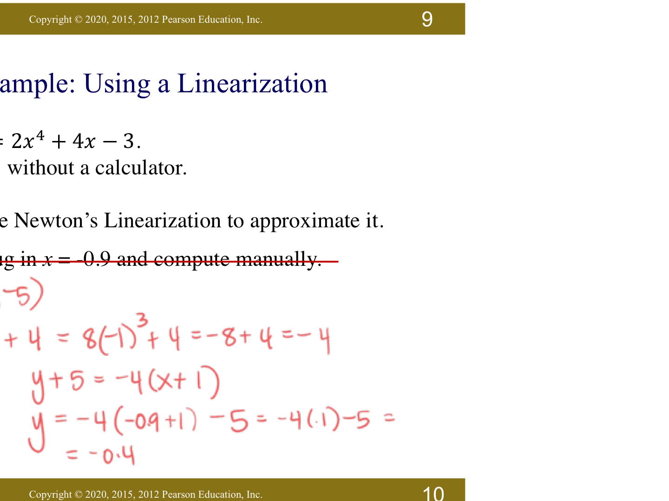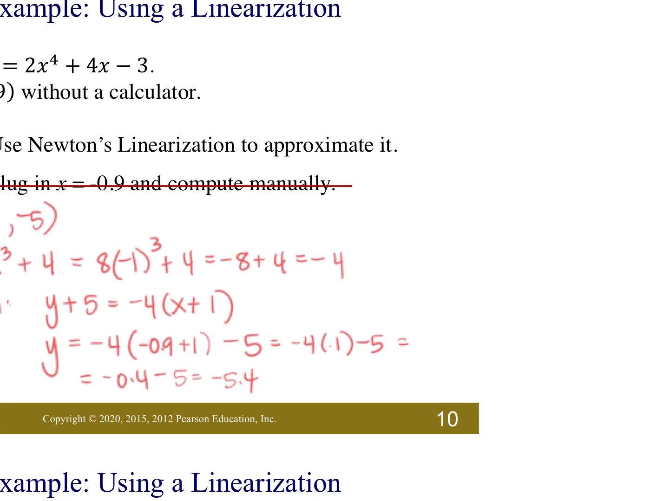Let's try that again. Minus 5. Negative 5.4. All right, so Newton said, bet your answer is probably pretty close to negative 5.4. Okay? All right, now grab your calculator and actually plug negative 0.9 into the original function and tell me how close Newton was. Okay?